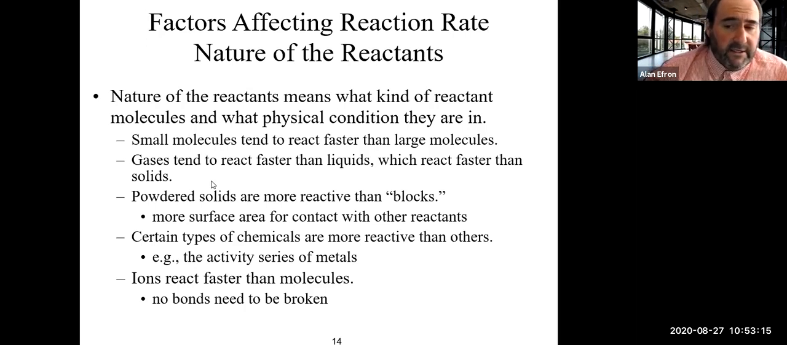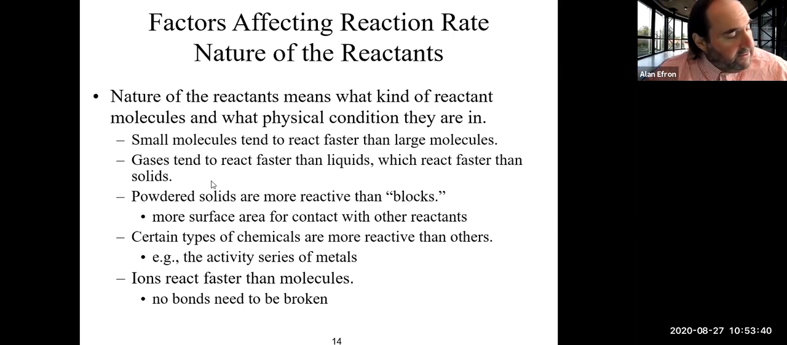Obviously, liquids are still able to move around a little bit more than, say, solids. Solids are just kind of sitting there, not much going on, right? You usually have to help it along. But solids are reactive and can react, and some are easier than others. Powdered solids are more reactive than blocks. Again, you have a greater surface area for the reaction to take place on.